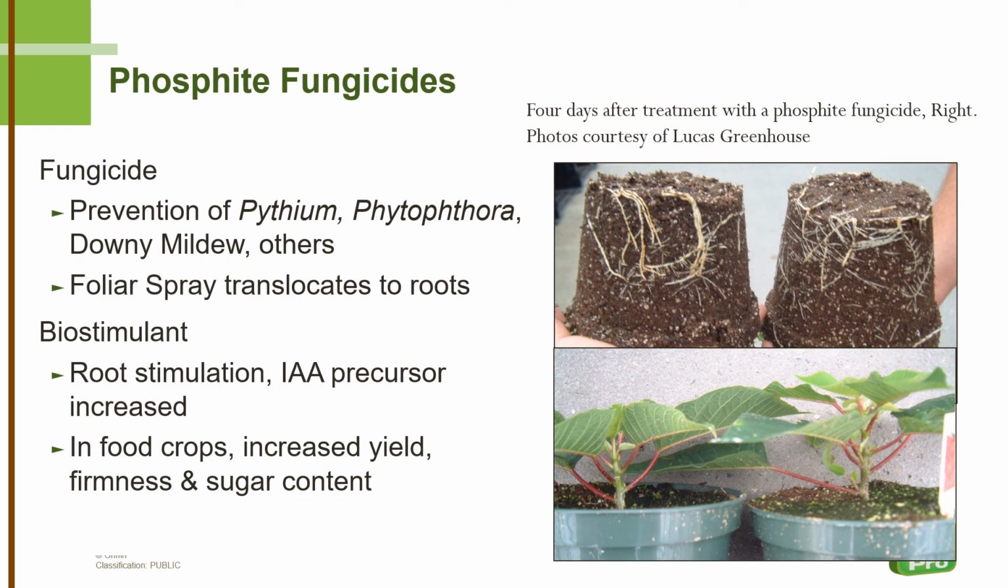How the phosphite works is it actually stimulates the production of an IAA precursor, IAA being a rooting hormone. Another noted effect of the phosphites in food crops is an increased yield, increased firmness, and increased sugar content of the fruits.